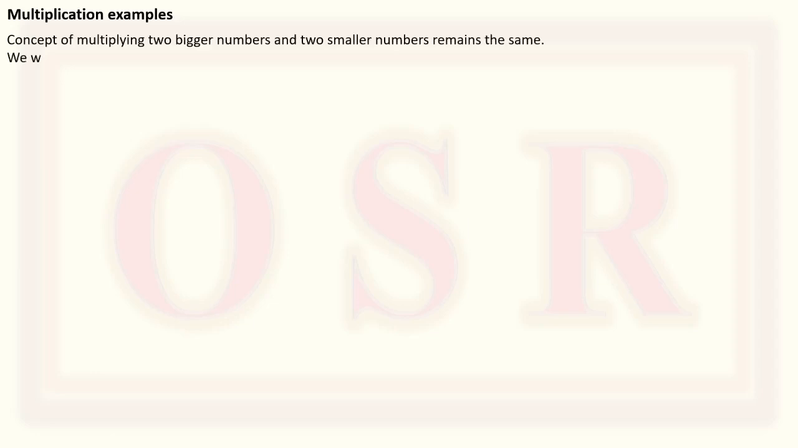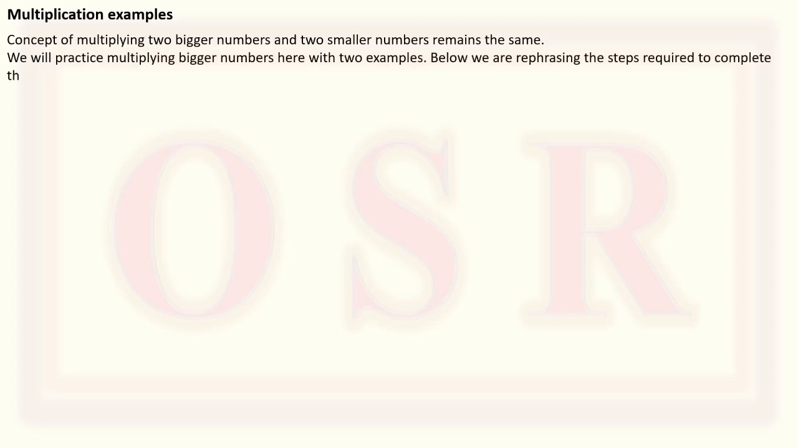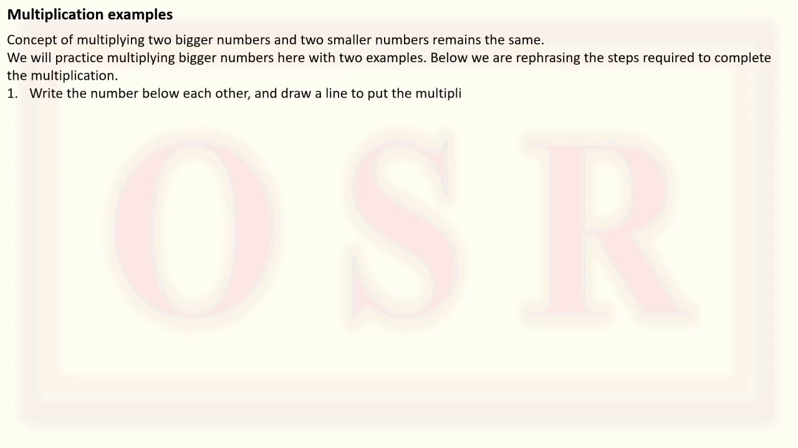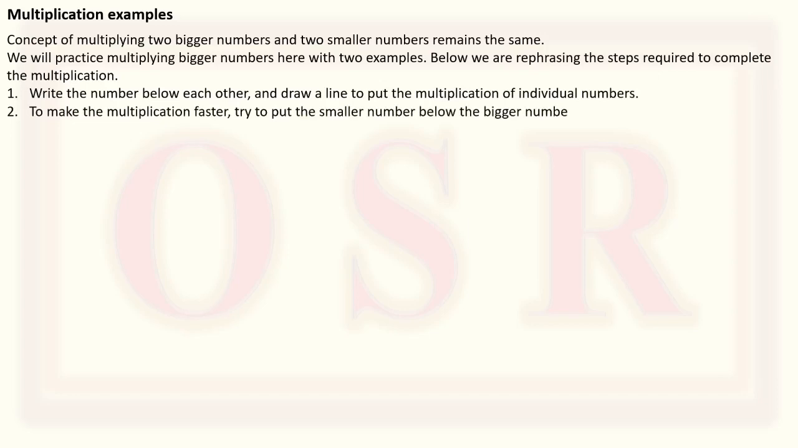Multiplication examples. Concept of multiplying two bigger numbers and two smaller numbers remains the same. We will practice multiplying bigger numbers here with two examples. Below we are rephrasing the steps required to complete the multiplication. First, write the numbers below each other and draw a line to put the multiplication of individual numbers. To make the multiplication faster, try to put the smaller number below the bigger number.